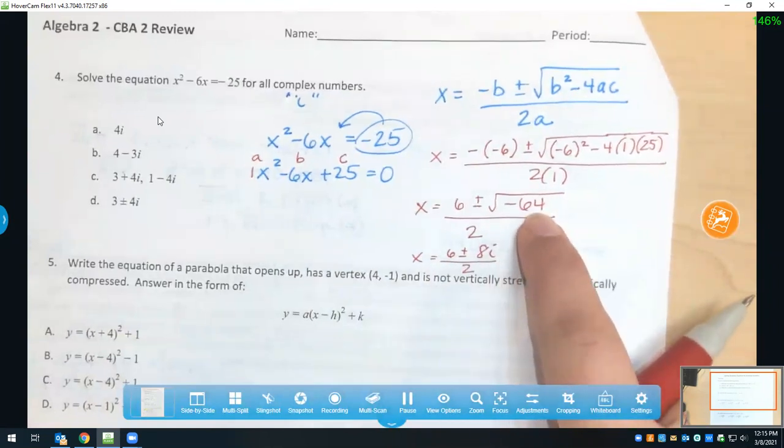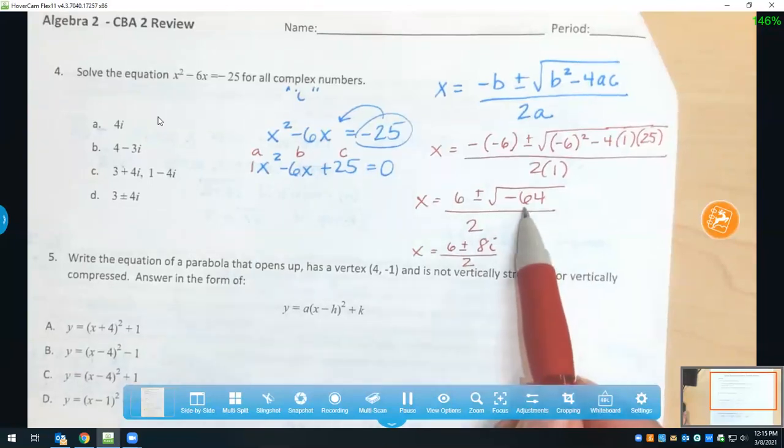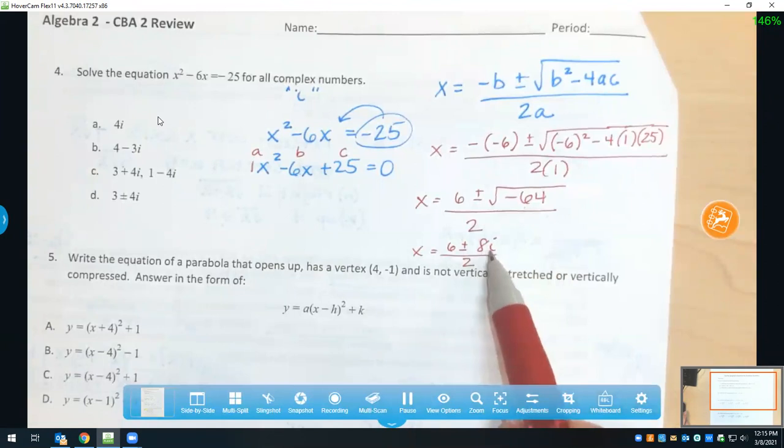Because we know if we try to take the square root of -64, our calculator is going to tell us, nope, can't do it. It's going to say non-real answer. Okay, so you can't take the square root of a negative, but I can take the square root of 64 and put the i behind it to show that it was imaginary.